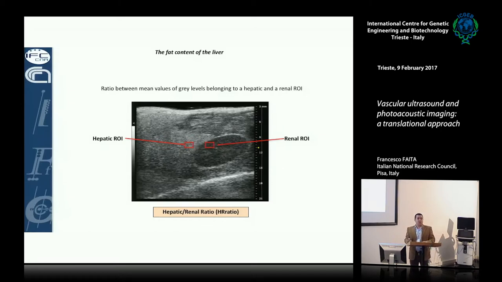Finally, we are working on the liver now, and this is very preliminary work. We are trying to assess the fat content of the liver in our mice, and the first biomarker we are using is the ratio between the mean gray-level values of a region of interest in the hepatic region and another region of interest in the kidney. By looking at this ratio, you can have an assessment of the fat content of the liver.